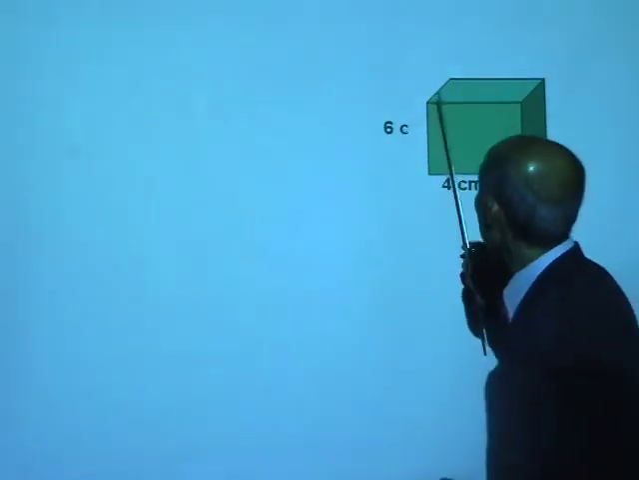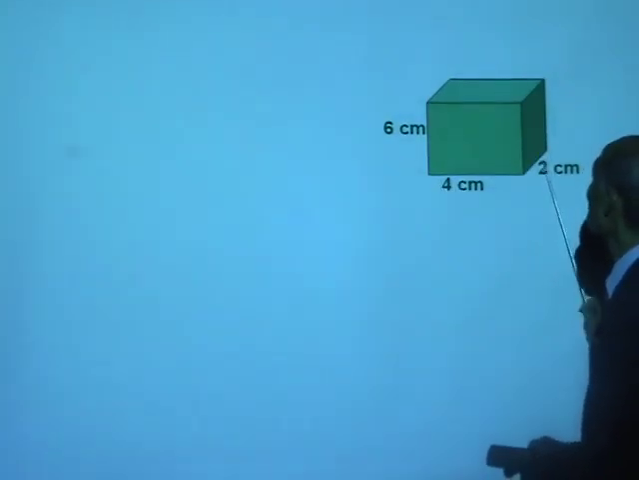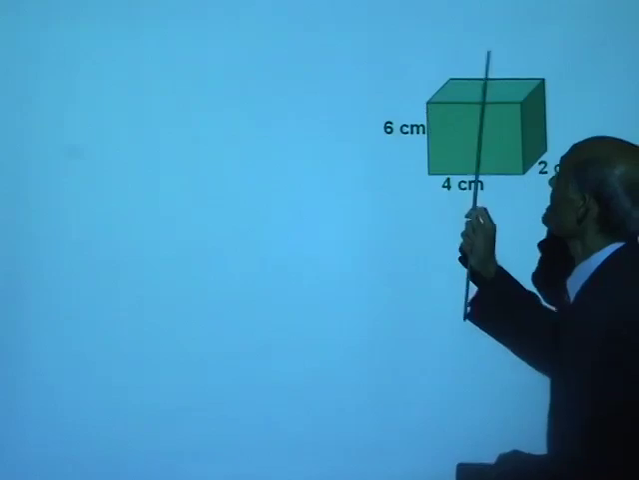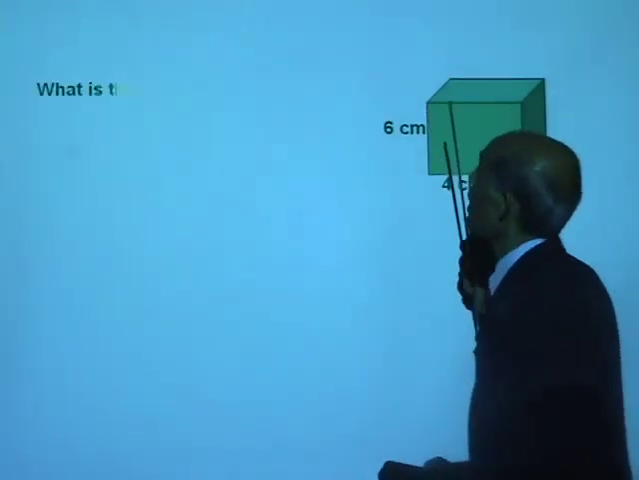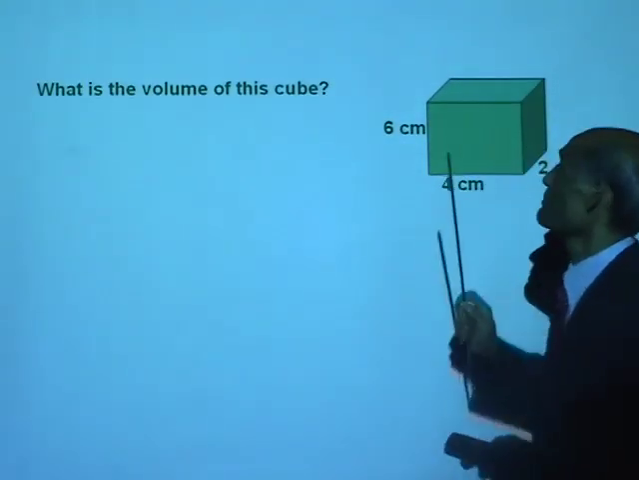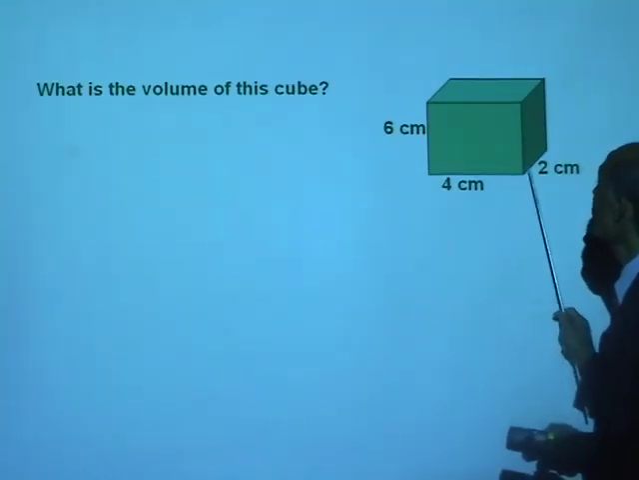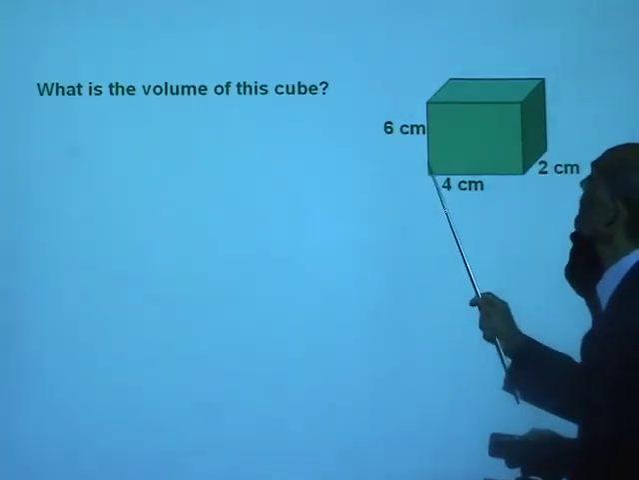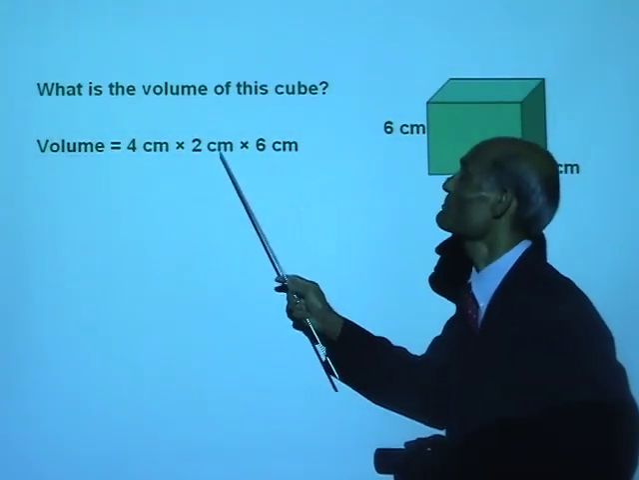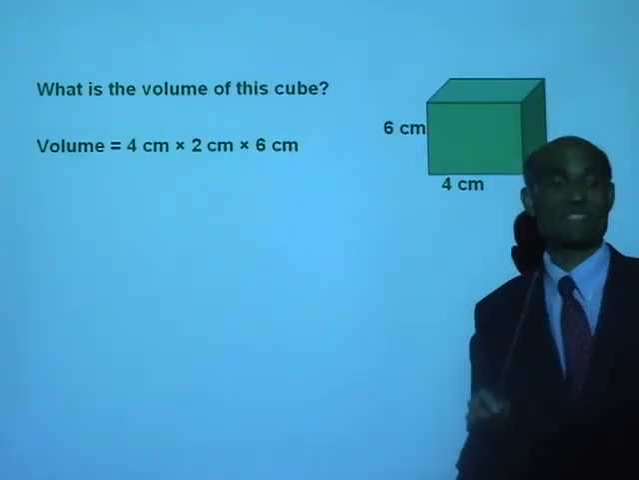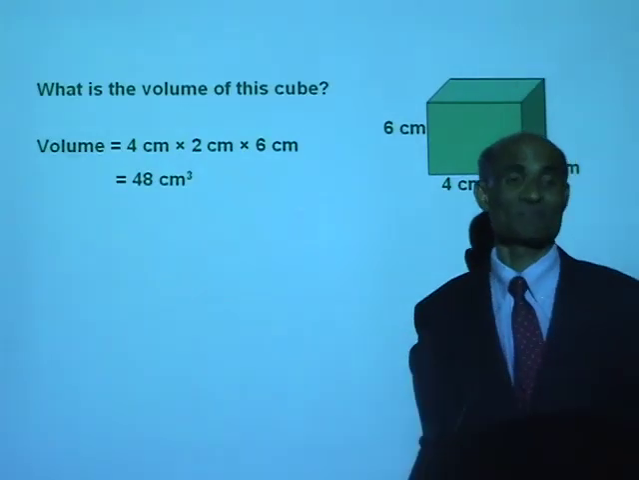Okay, we have a cube here. The cube is 4 centimeter long, 2 centimeter wide, and 6 centimeter high. What is the volume of this cube? Can you do that on your own? The volume is length multiplied by width multiplied by height. So the volume is 4 centimeter times 2 centimeter times 6 centimeter. That is 48 centimeter cube.